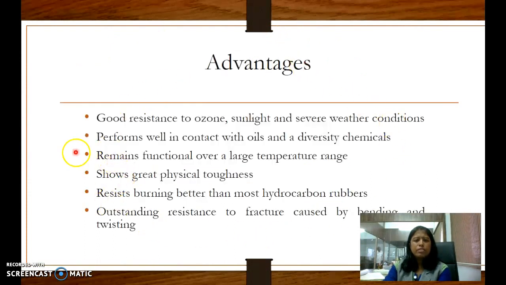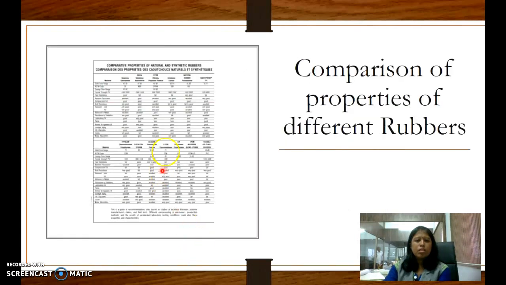These are the advantages. So the comparison of various different properties with different rubbers.